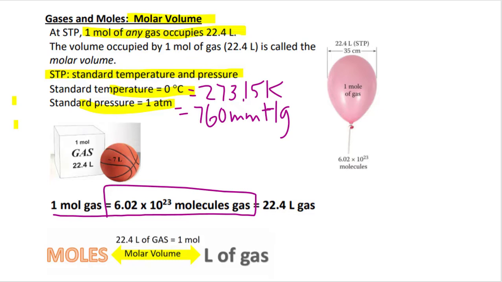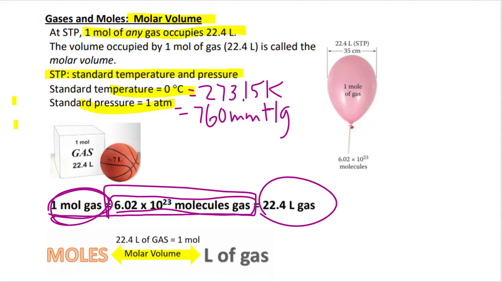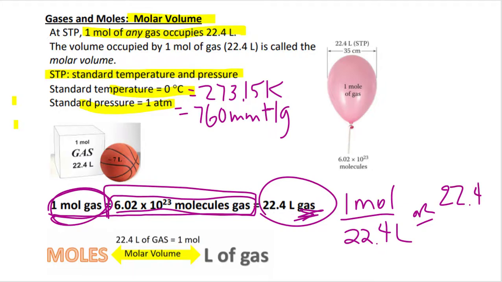So we now have a new equality, or a new conversion factor, because if we know that 1 mole of gas is equal to 6.02 times 10 to the 23rd molecules, we knew that from the last unit. We also know that 1 mole of gas is equal to 22.4 liters. So we can say 1 mole is equal to 22.4 liters of gas. Again, this is gas. This is not for solids or liquids. Or we can also say that there's 22.4 liters in 1 mole. So that will be a new conversion factor, a new equality that we can use when talking about gases.